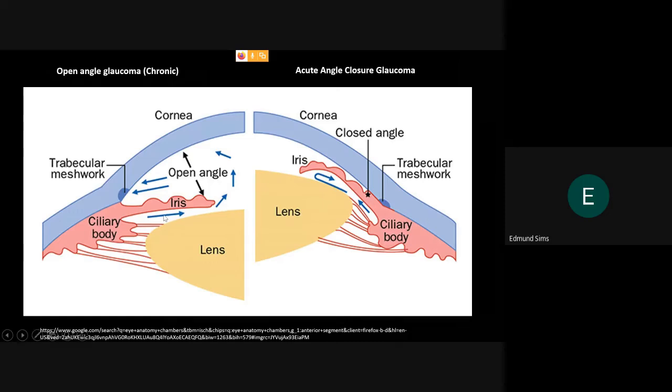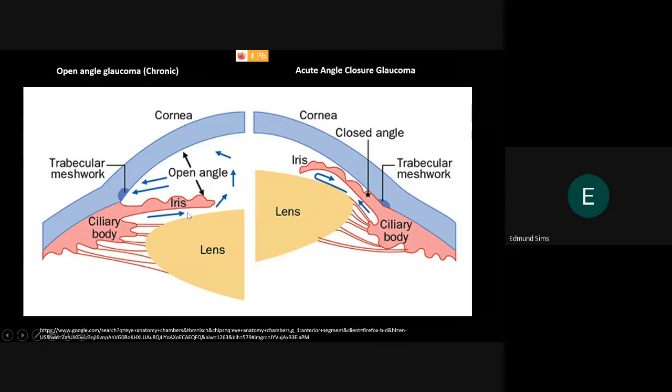So there are two types that we're going to talk about. There are a couple of others, but ain't nobody got time for that. So you can have open angle glaucoma. That tends to be a chronic condition, so we're not going to talk about that today, but definitely something that you need to know about.